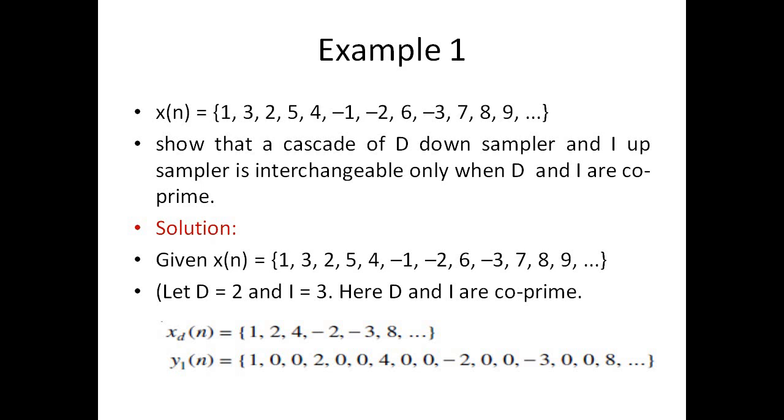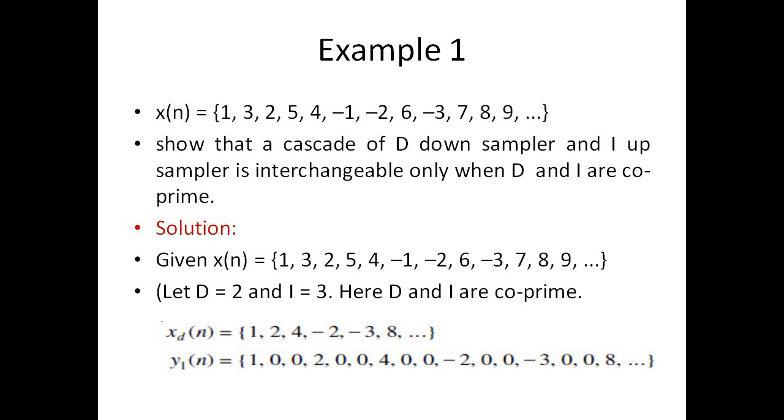So given the signal x of n, let d is equal to 2 and I is equal to 3. These are the factors we have considered for our example: decimation by a factor of 2 and interpolation by a factor of 3. So d and I are co-prime numbers.